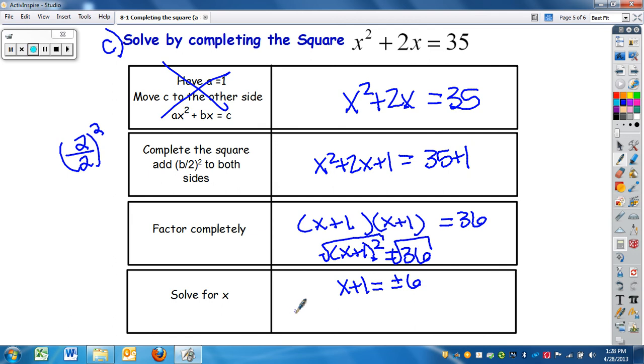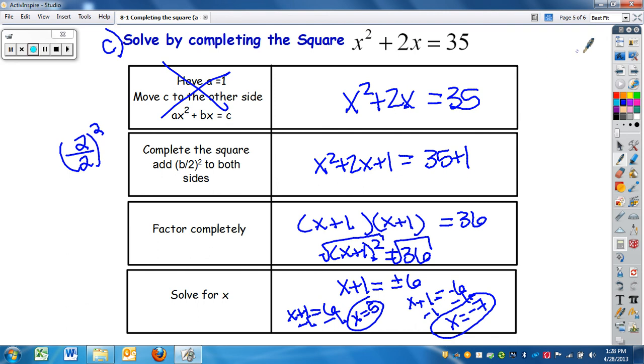Alright, then we need our 2 equations. x plus 1 equals the positive. x plus 1 equals the negative. Alright, so minus 1. x equals 5. Minus 1. x equals negative 7. And you're done.